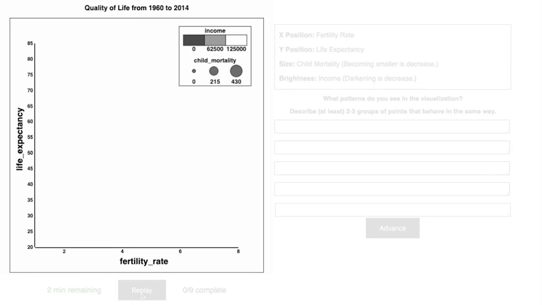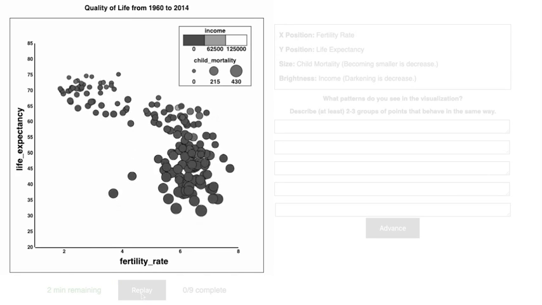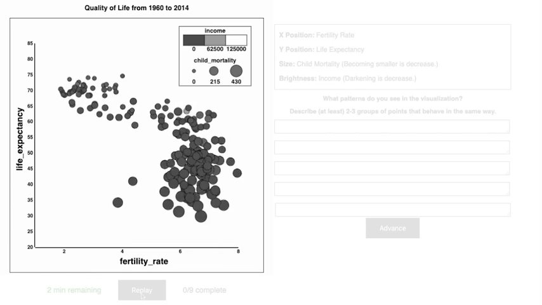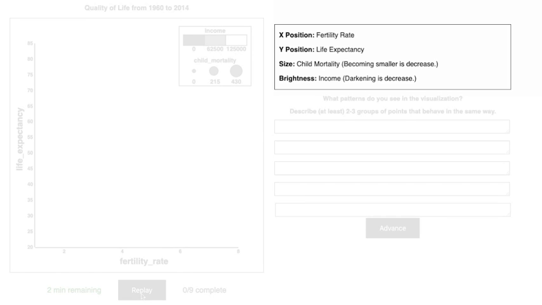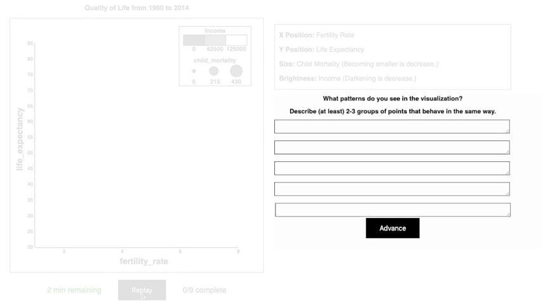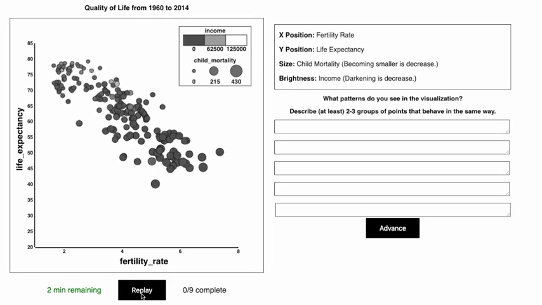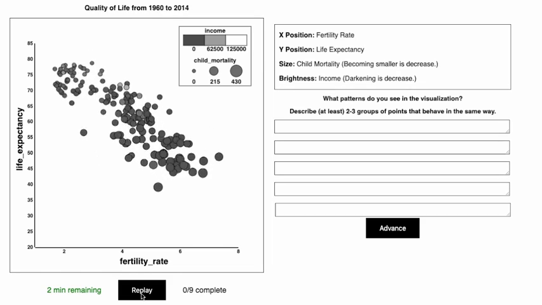Participants were shown a legend and axis labels for each question, which explained the mapping between these data variables and the dynamic visual variables. A side panel included a written reminder of the legend, as well as one of 3 types of question. The participants could replay the video as many times as desired to answer the question.